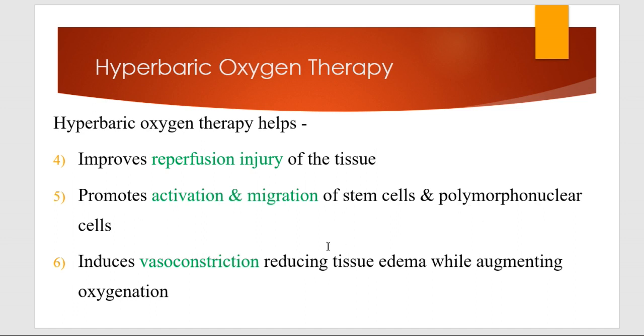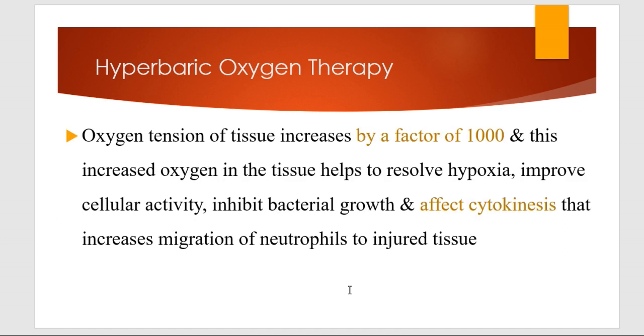and phagocytosis. Then it induces vasoconstriction, and this vasoconstriction reduces tissue edema, but due to high oxygen tension, hyperbaric oxygen therapy is also going to increase the oxygenation of tissue. So in these different ways, hyperbaric oxygen therapy is useful for the patient of gas gangrene.